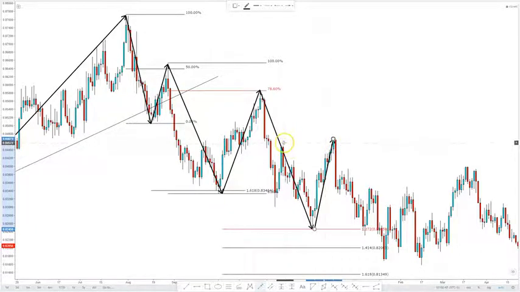Also notice it broke this previous high. Just a hair, just to pick up those stop losses, right? People put them right on it, so that's why. And then boom, we get a drop off again.